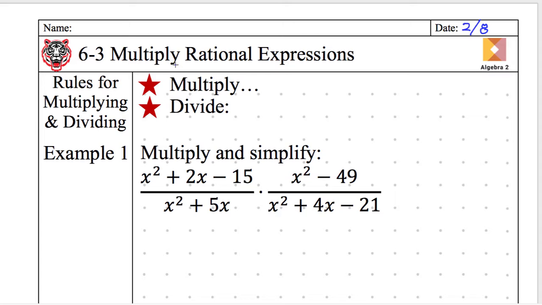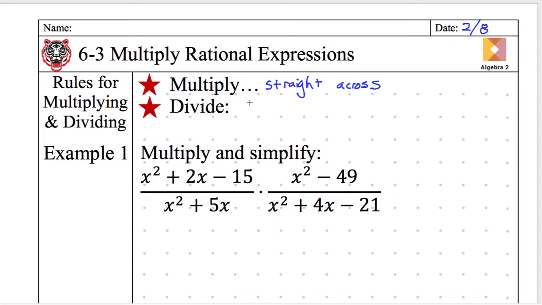Multiply, divide. So, 6-3, multiplying rational expressions. What is our rule for multiplying fractions? Do you guys remember when you multiply fractions? Yeah, just multiply straight across. Write down: straight across. You don't have to do anything special. When we start adding later, it is a little bit more special. We have to have like denominators.